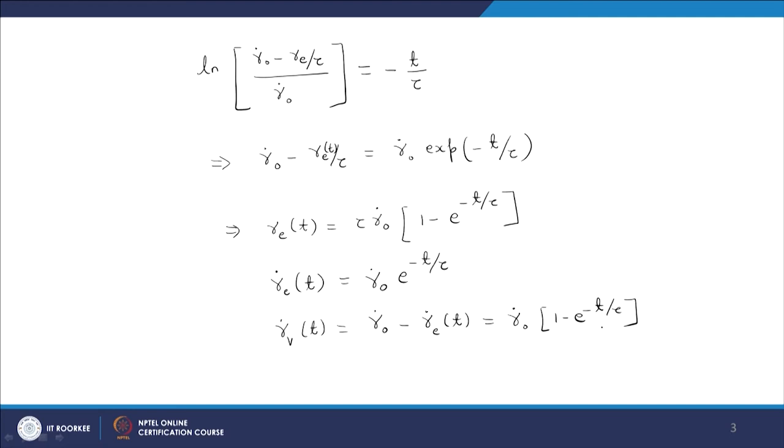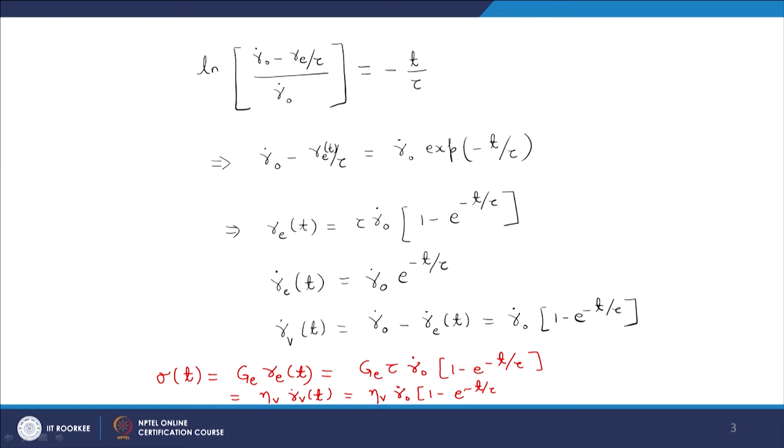So, we can also get the stress tensor for this case as G E gamma E T, which is equal to G E tau gamma naught dot 1 minus exponential of minus t by tau. Equivalently, we can get this as eta v gamma dot v t, which is giving me eta v gamma naught dot 1 minus exponential of minus t by tau, and both are the same because we have defined eta v by G E as our tau. So, this is perfectly consistent with what we had earlier, except the profiles look very different here because now we apply a constant shear rate as opposed to a constant shear.